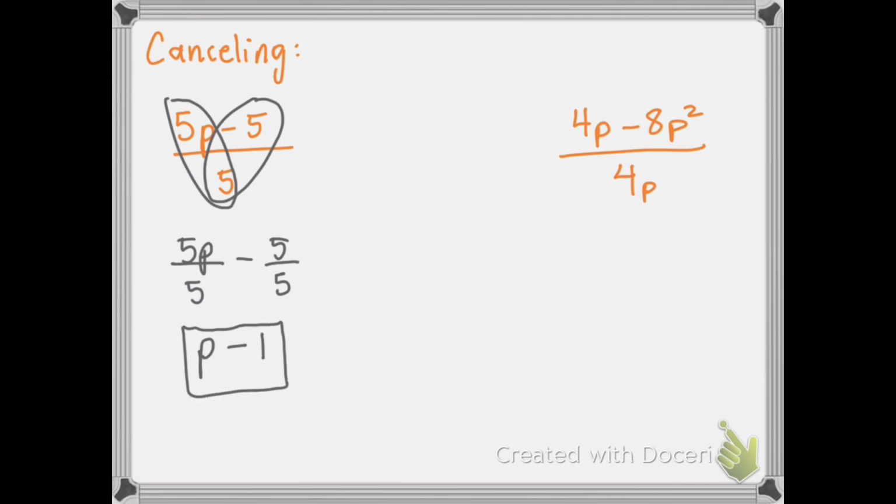Now, a very common mistake is for people to think, oh, I'll just cancel the 5 and the 5, and my answer is 5p. But that's wrong. Notice what the difference is. The correct answer is p minus 1.